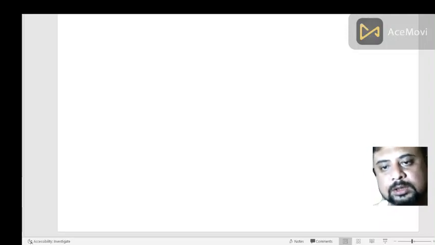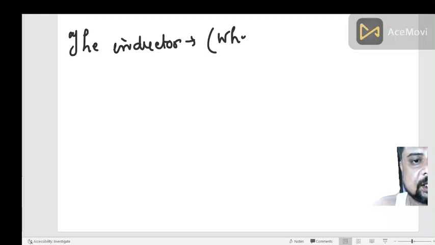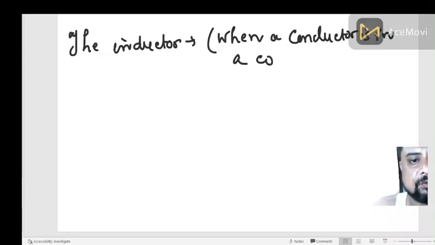So it opposes current, any change in current. So this is used in series with the load resistance. So any change in load current is opposed by this inductor or the choke coil. The inductor is anything when a conductor is in a coil form.